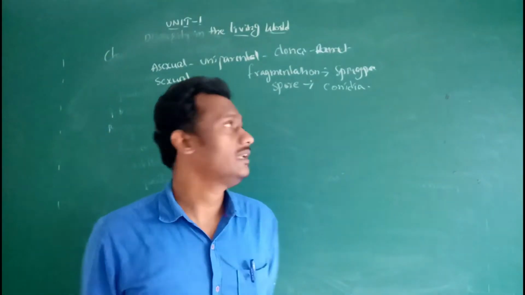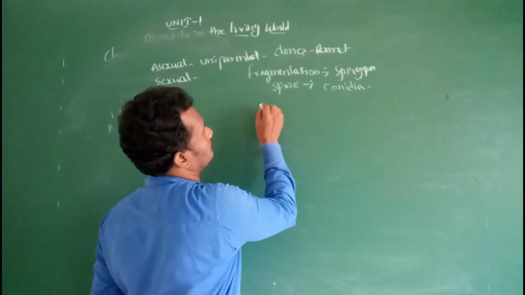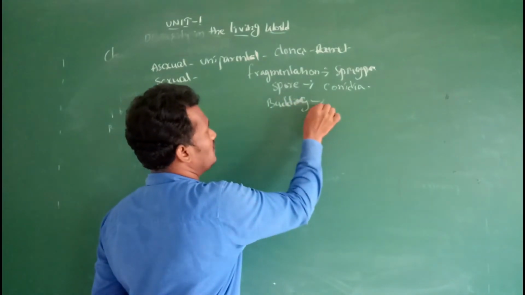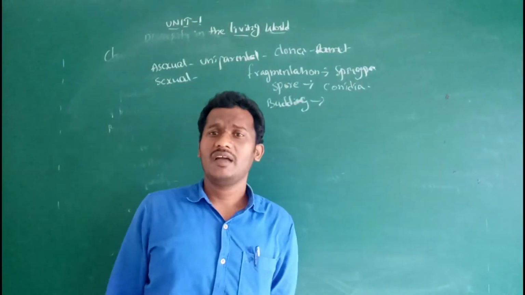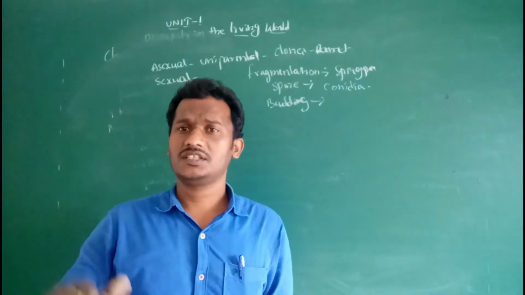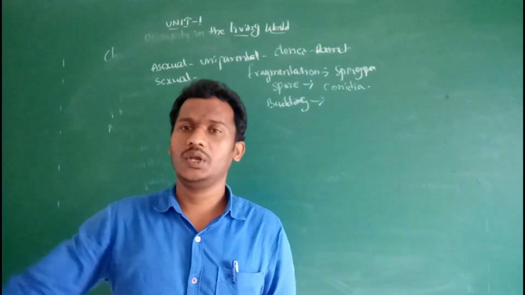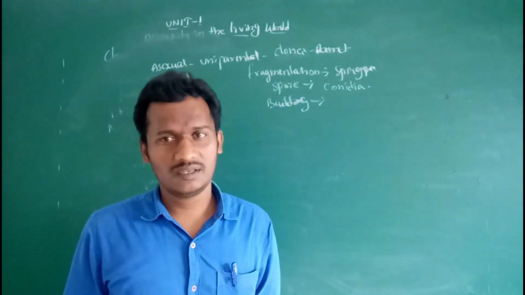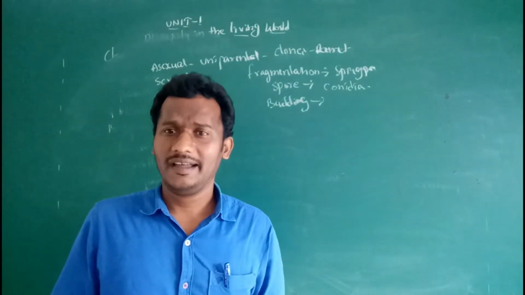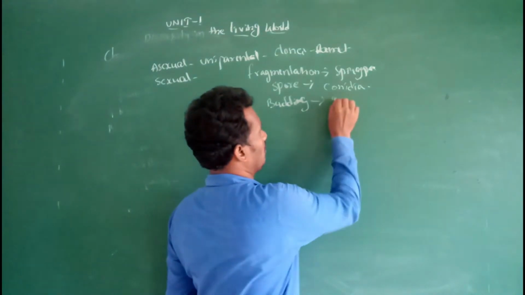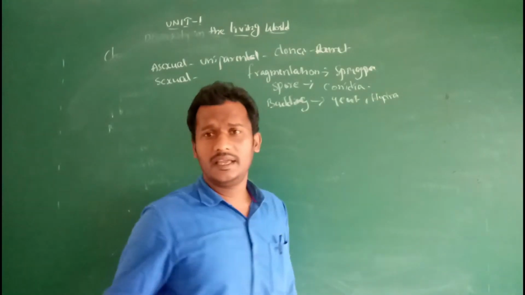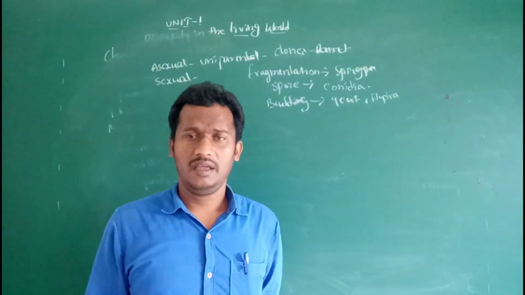Aspergillus and Penicillium. Next one, budding. So budding is nothing but an external outgrowth of structure, known as a bud. After the bud matures, it separates from the parent, then grows into a new individual organism. This is known as budding. Budding is also shown by yeast, hydra, and some sponges, etc.